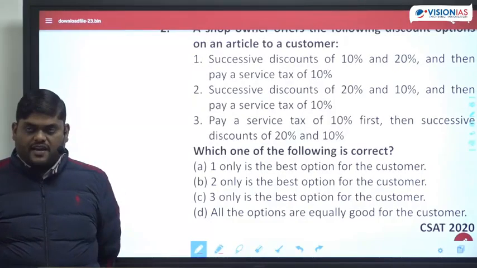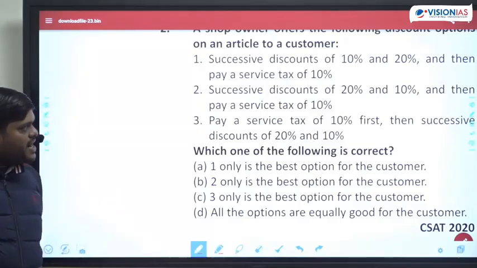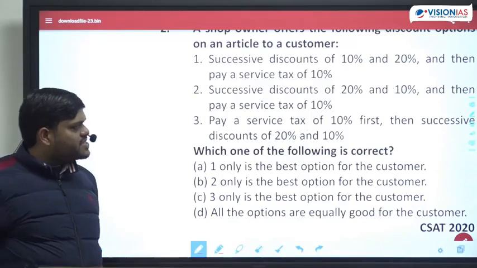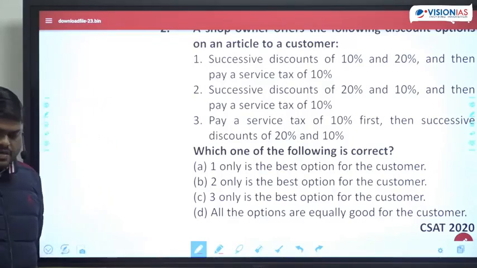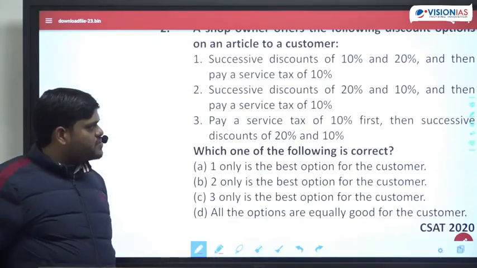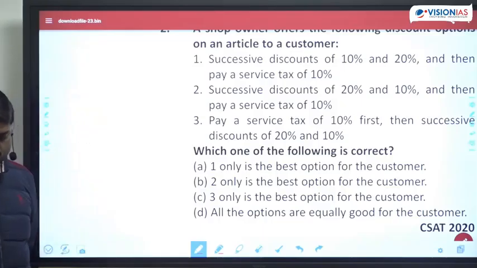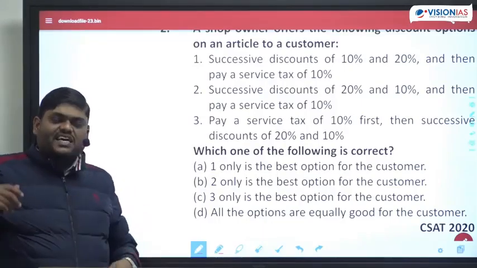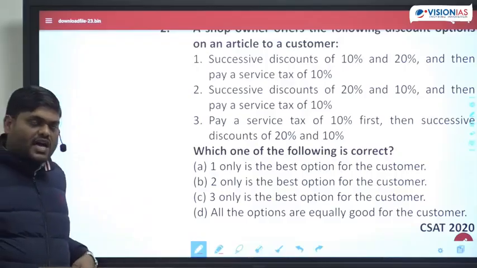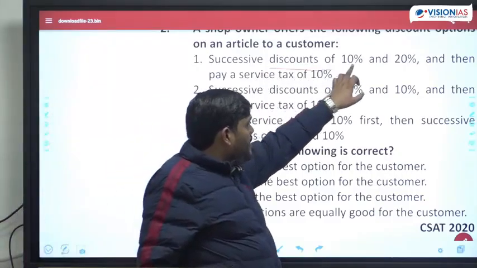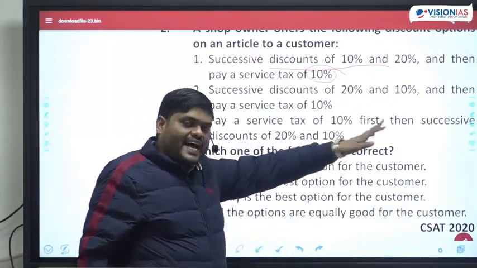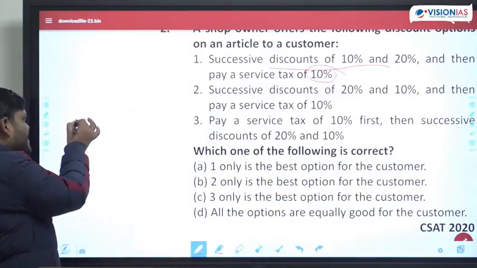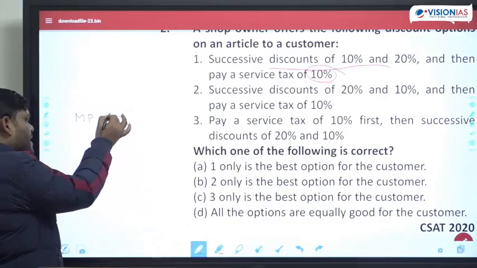Successive discount of 10%, 20%, and then pay a service tax of 10%. Successive discount of 20% and 10%, then pay a tax of 10%. Okay, as a customer, what should be the case? You will get the discount, but then you have to pay the service tax on that. Suppose the mark price is 100 rupees.